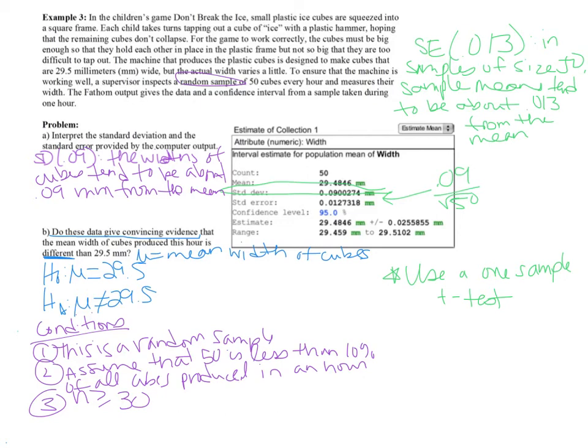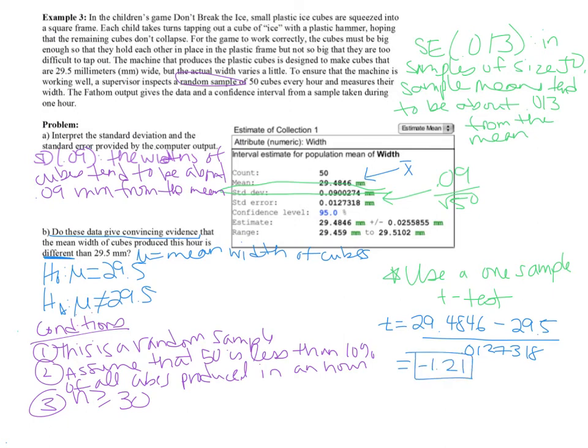And the first thing I'm going to do is calculate my test statistic. My test statistic is going to be t equals 29.4846. That's my sample mean right here, my x bar, minus the mean I had in my hypothesis, which was 29.5, over my standard error. You have the option of either writing this as 0.09 divided by square root of 50, but since they actually give you the standard error, you can just write it as is. And you'll find that your t is negative 1.21.